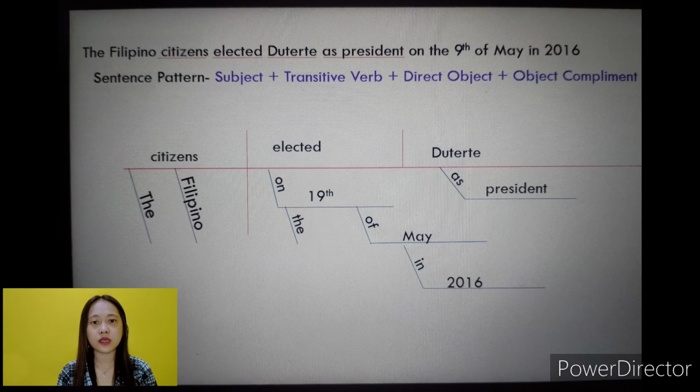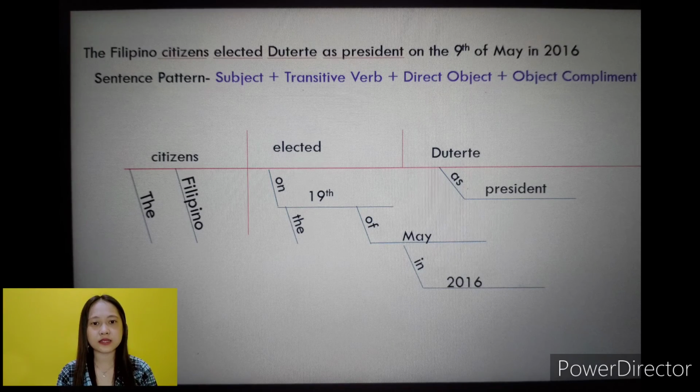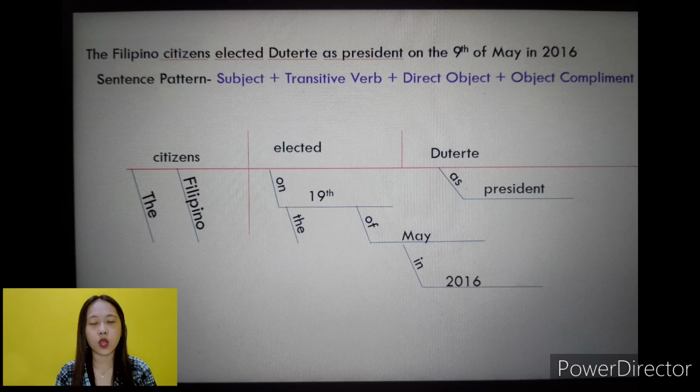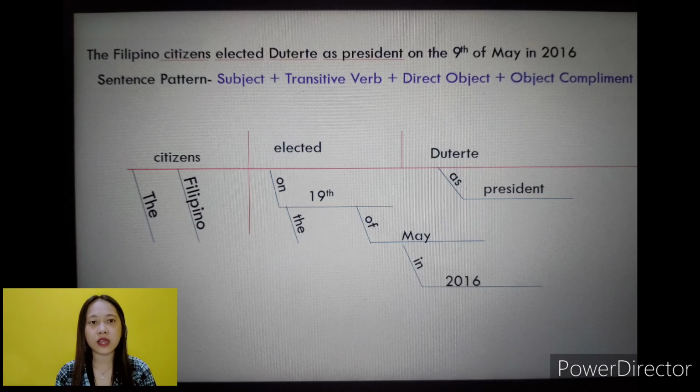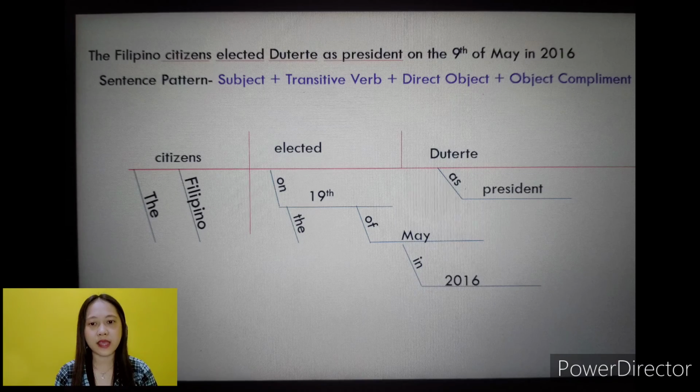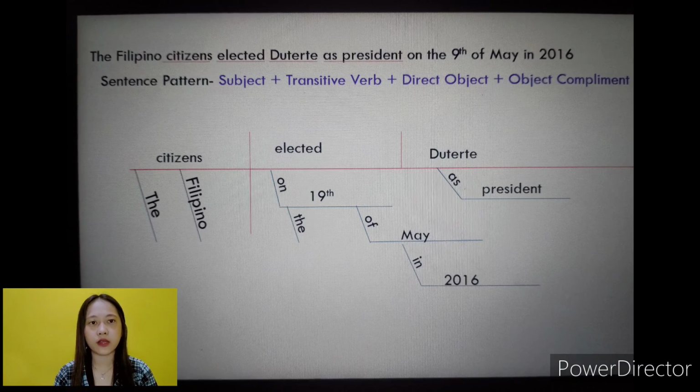As we can see, the subject in the sentence is citizens. The verb is elected. The direct object is Duterte, which is the receiver of an action. And the object complement is as president, which describes or gives information about the direct object.